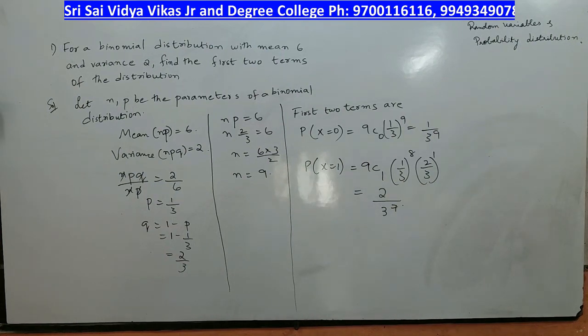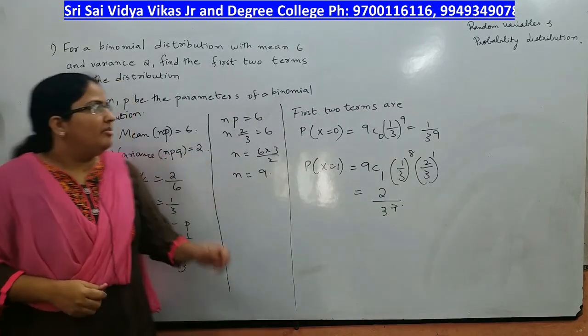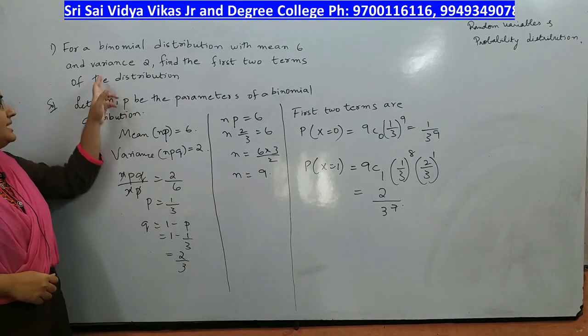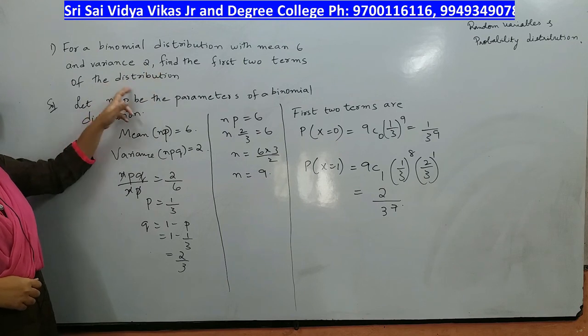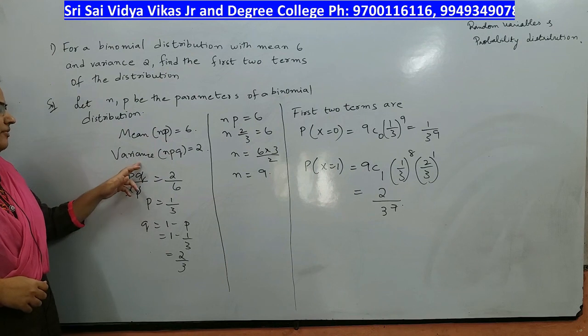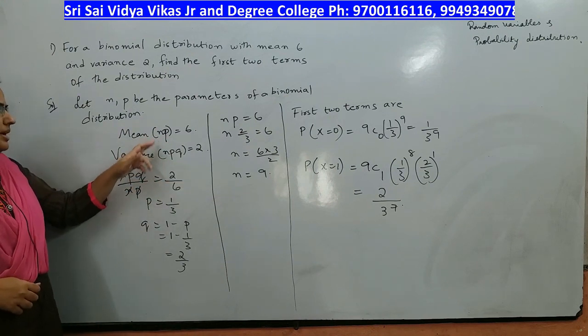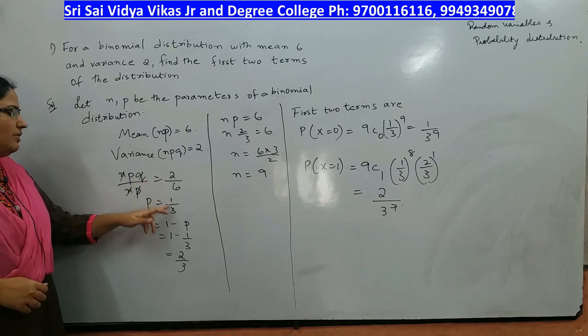Our next problem in random variables and probability distribution. For a binomial distribution with mean 6 and variance 2, find the first two terms of the distribution. Mean NP is equal to 6. Variance NPQ is equal to 2. Divide NPQ by NP, you get 2 by 6 which is equal to 1 by 3.